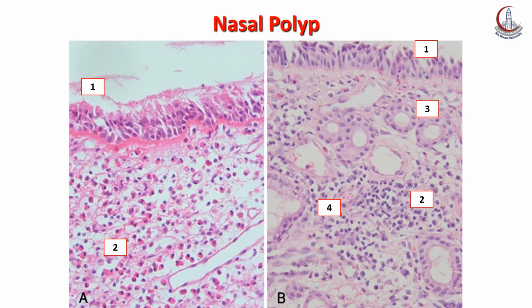The microscopic picture of the nasal polyp. This is the lining, the nasal epithelium or the respiratory epithelium. And this is the lamina propria or the underlying stroma, which is infiltrated by different inflammatory cells, mainly eosinophils here. And here we have the respiratory epithelium and the inflammatory cells in the underlying stroma, scattered, dilated, congested blood vessels.